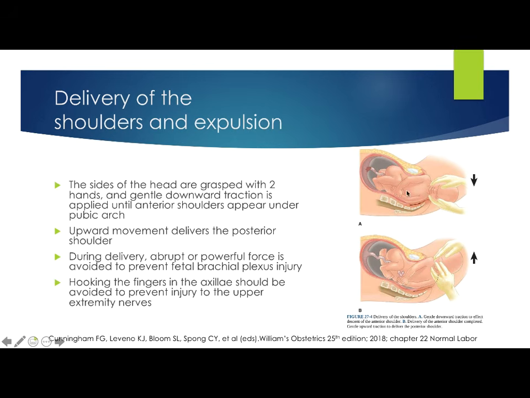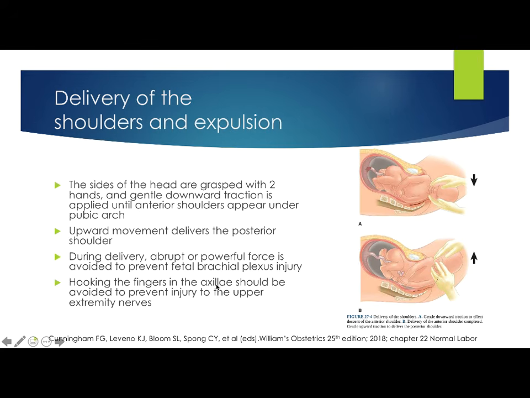Now, for the delivery of the fetal shoulders and expulsion, the sides of the fetal head are grasped with two hands, and a gentle downward traction is applied, as you can see here in this picture in the upper panel, until the anterior shoulder appears under the pubic arch. Then, once you see the anterior shoulder, an upward movement is done to deliver the posterior shoulder.